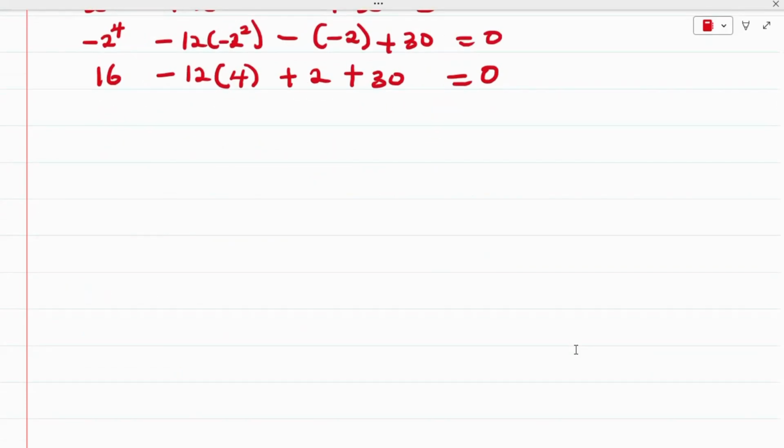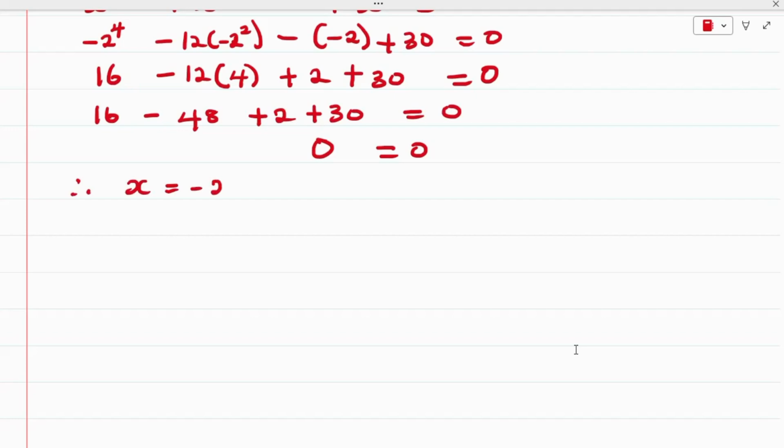So from here we have 16 minus 12 times 4, which is 48, plus 2 plus 30 equals 0. So 16 minus 48 plus 2 plus 30 is going to give us 0, which is equal to 0. So therefore, we have x equals minus 2 is a possible root. So we have this right here.